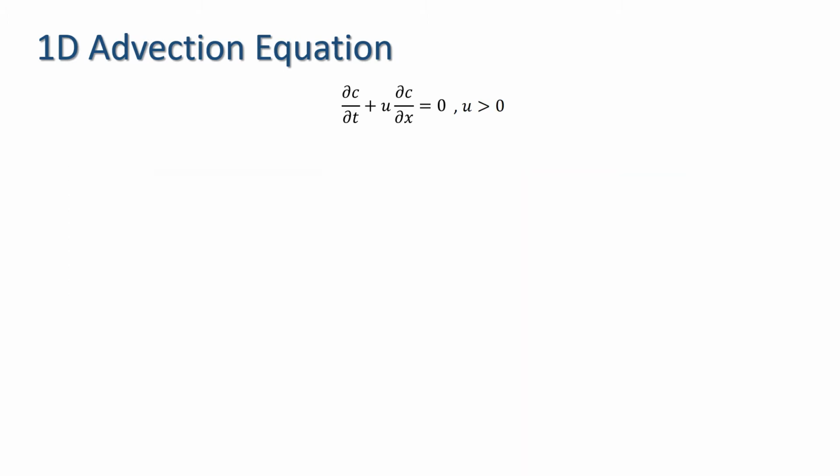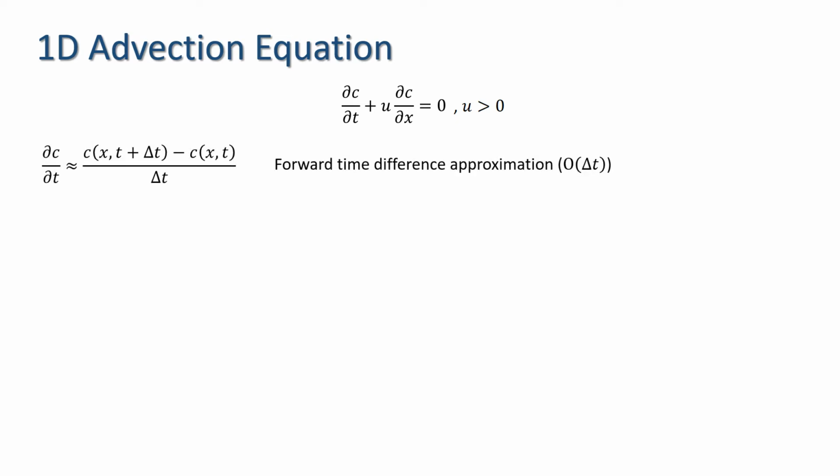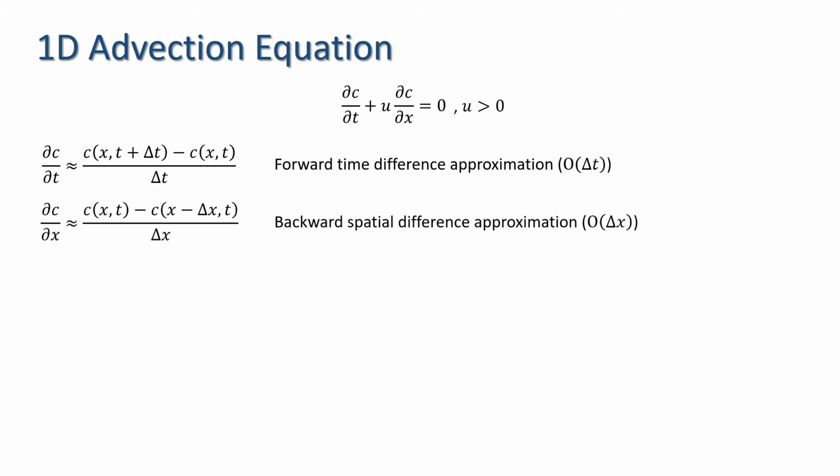So, let's construct a numerical scheme to solve this equation approximately. Since we're stepping forward in time from an initial condition, we use a forward time difference approximation for the time derivative. Next, we note that since u is positive, the travelling wave propagates in the positive x direction, as we saw from the characteristic solution to this equation. We can think of this as information travelling from left to right, i.e. in the positive x direction. Knowing this, it makes sense to use a backward spatial difference approximation to dc/dx.